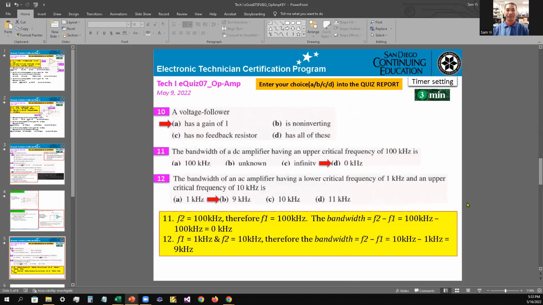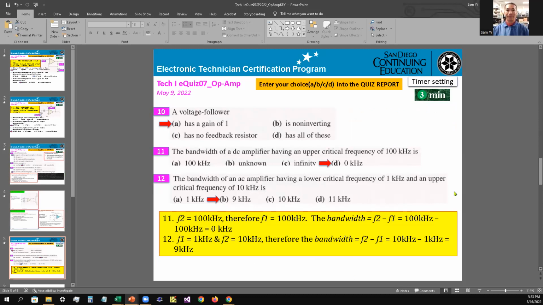Number 10, a voltage follower has a gain of 1 because what goes in is what comes out. So it has a gain of 1. V out divided by V in would be 1. Therefore, the answer is A as in apple for number 10.